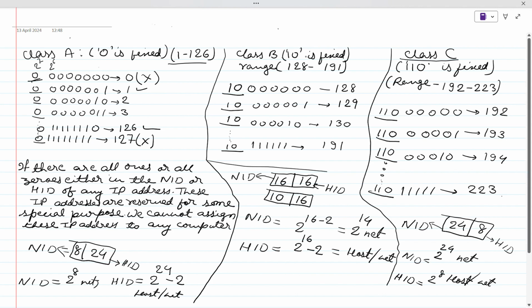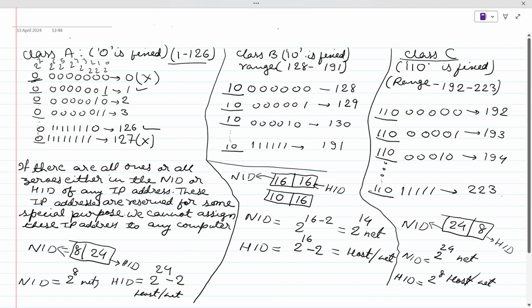2 to the power 6, 2 to the power 5, 2 to the power 4, 2 to the power 3, 2 to the power 2, 2 to the power 1, 2 to the power 0. So in this way 8 bits are there, and the first bit 0 is fixed for class A. If the remaining 7 digits are 0, keeping the first bit fixed, you will get 0.